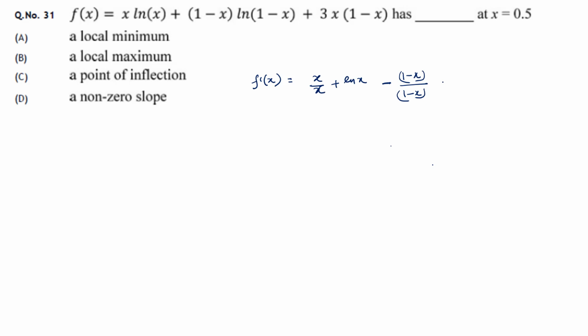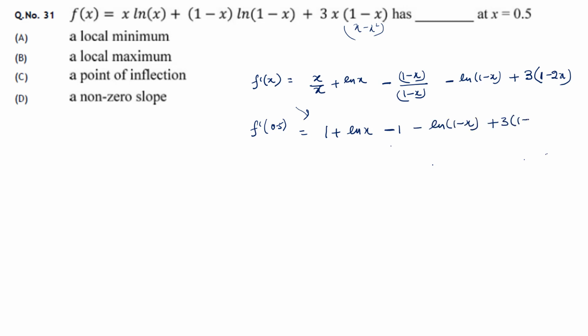Okay, then it will be plus ln(1 minus x), so again differentiation of 1 minus x will be minus 1, so we'll put here minus sign. Okay, and plus 3, so we can take this x inside, so it will be like x minus x square. So now if you differentiate it, so 1 minus 2x. So now let us put f dash x at 1 by 2, that is 0.5, right? So it will be nothing but we can write this again, 1 plus ln x minus 1 minus ln(1 minus x) plus 3(1 minus 2x).